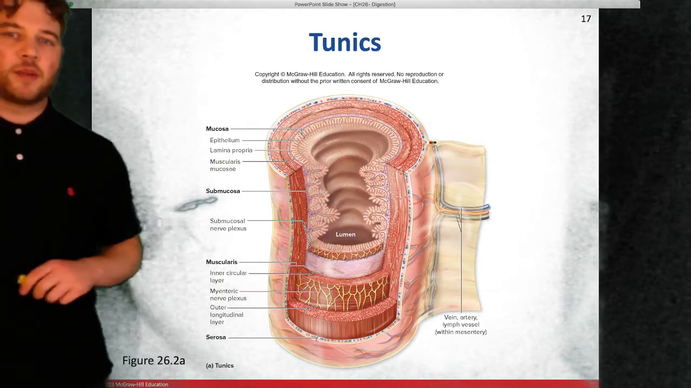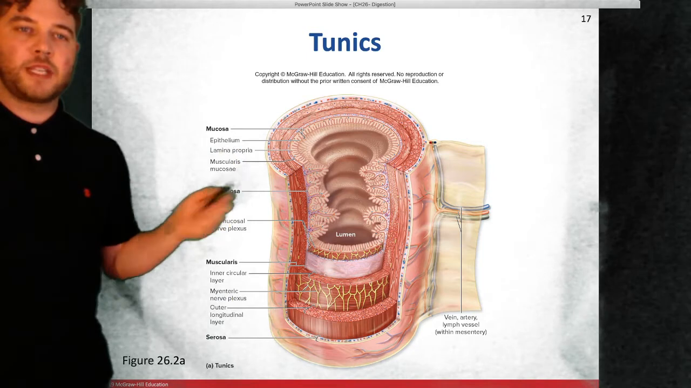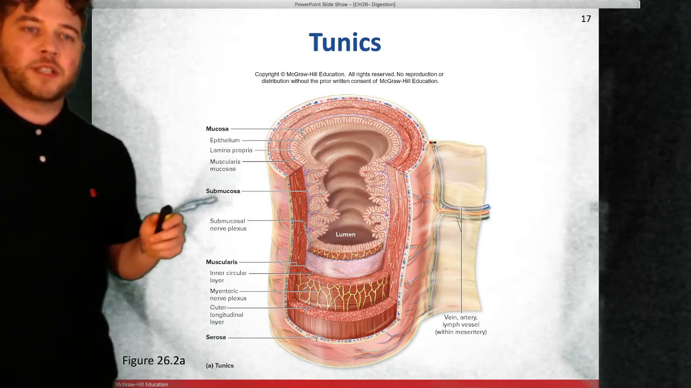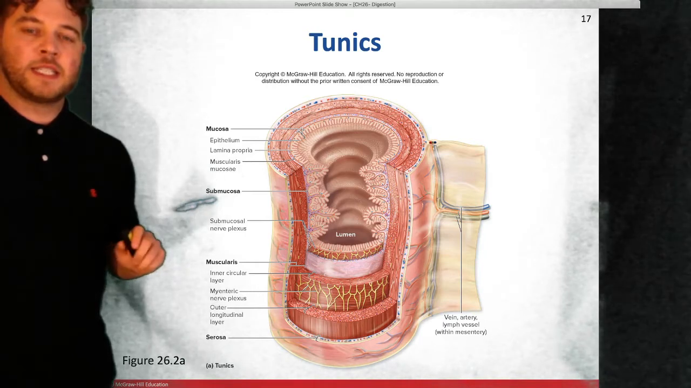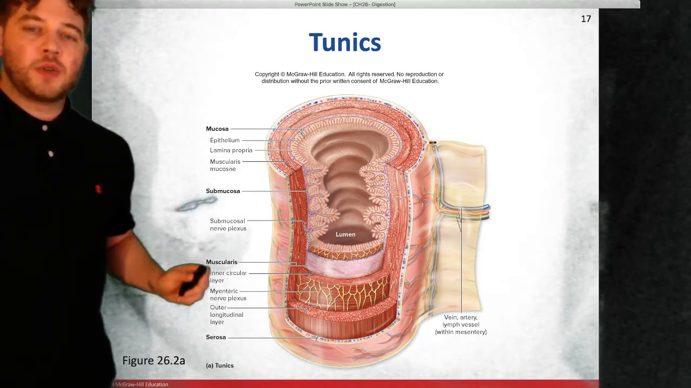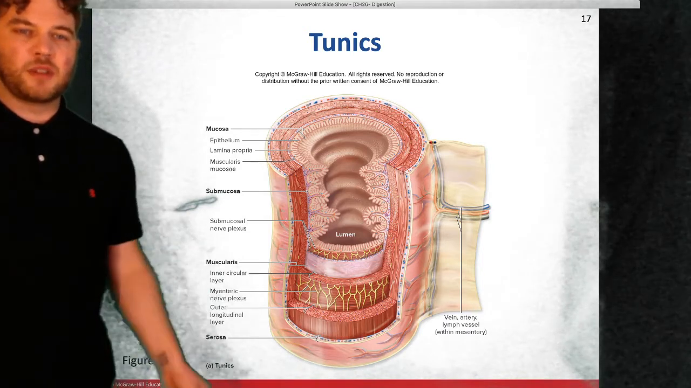There is just, again, another breakdown of those tunics. Your mucosa with its three constituent layers. The submucosa, it has the nerve plexus. The muscularis with its 2 layers of muscle, as well as its own nerve plexus, and then the serosa or adventitia.